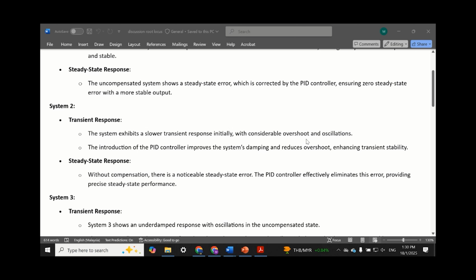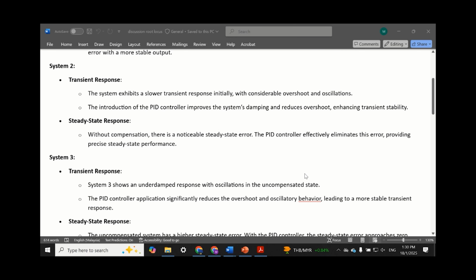For system 2, the system exhibits a slower transient response initially, with considerable overshoot and oscillations. The introduction of the PID controller improves the system's damping and reduces overshoot, enhancing the transient stability. Without compensation, there is a noticeable steady-state error. The PID controller effectively eliminates this error, providing precise steady-state performance.